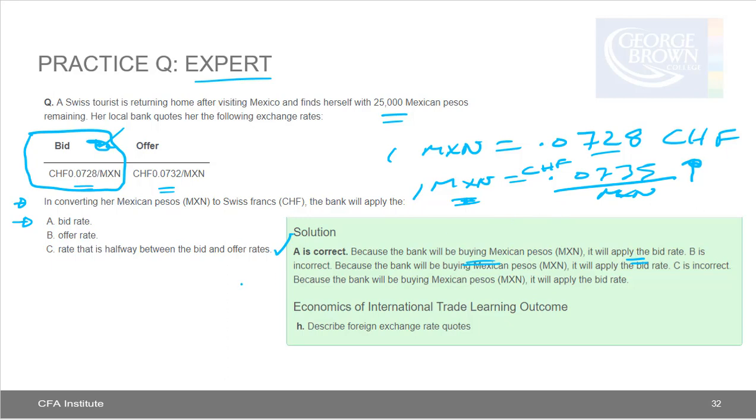So I used that question. Number 1, it's expert, but I think it's pretty easy. Number 2, I wanted to show you the format that quotations are given in, and to remind you that in the denominator, just add the number 1, rewrite it this way, and if you do it like that, you'll understand: 1 Mexican peso is getting me more Swiss francs. You'll understand, has the currency appreciated or depreciated, okay?